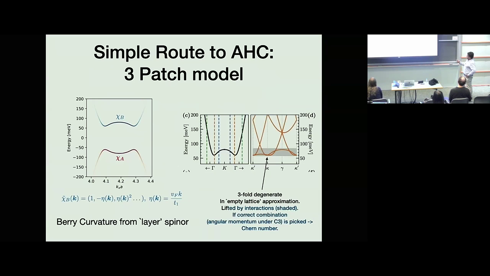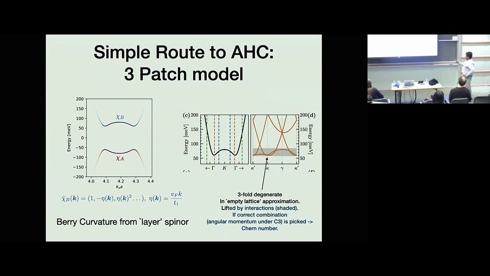And this is sort of the empty lattice approximation. You fold everything, but you don't open up any gaps. And this is the range of the interaction, the strength of the interaction. These bands inside this gray shaded region are going to mix and hybridize. And you can focus, if you like, just on this K point where there are 3 plane waves that are degenerate.